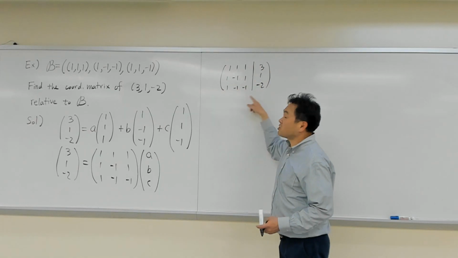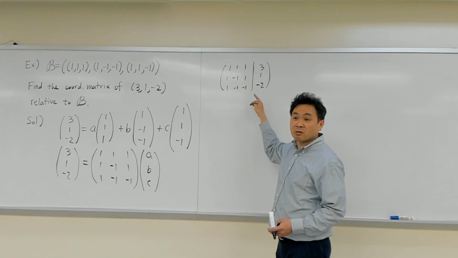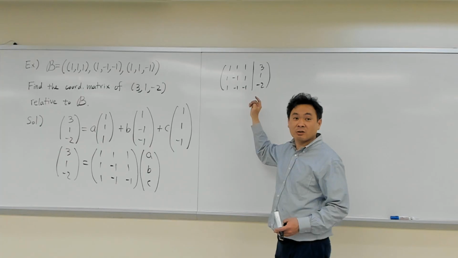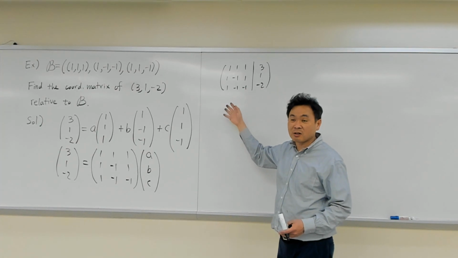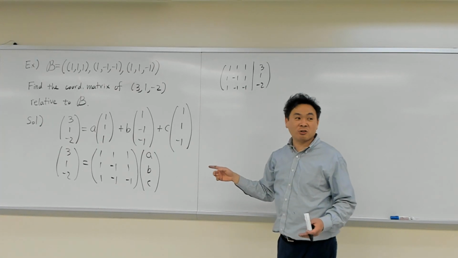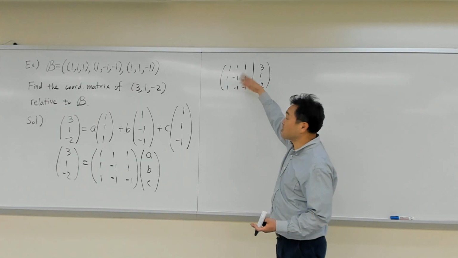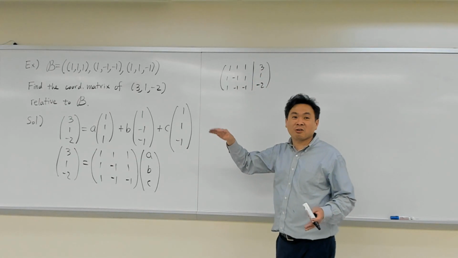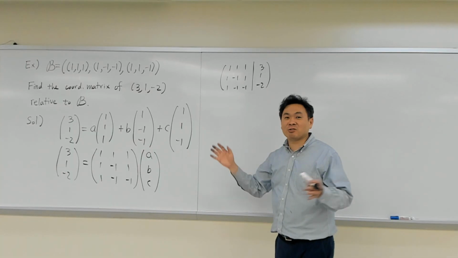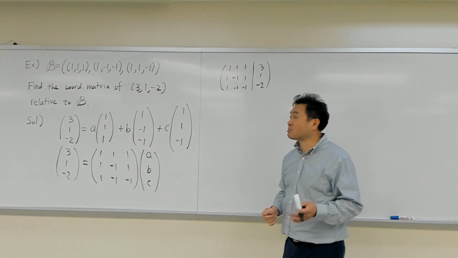How many rows does this have? 3. How many columns? 4. It's a 3 by 4 matrix, right? So you say 3 by 4 matrix, and you make a new matrix, and you enter these numbers, and then you just click REF of that matrix, and boom, you have the answer. That's how you do it.